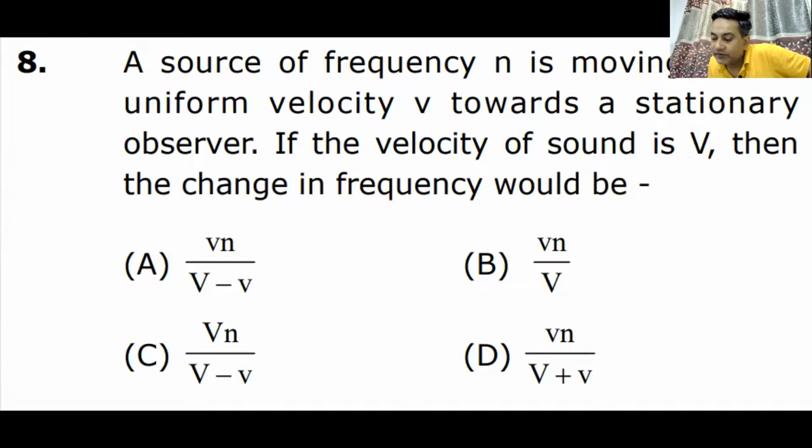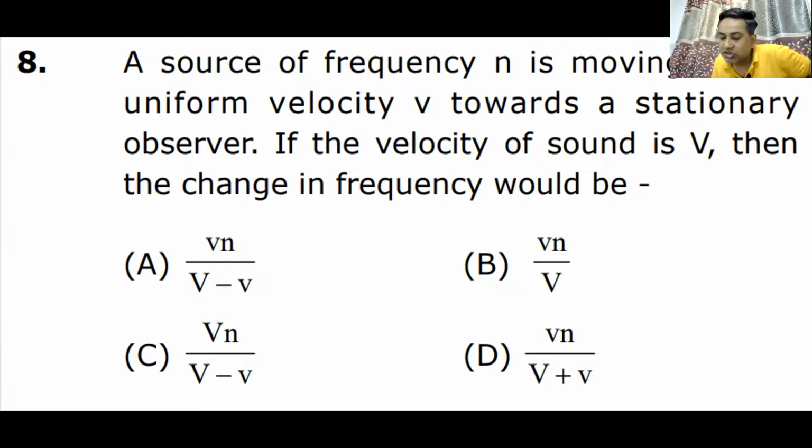A source of frequency n is moving with a uniform velocity v towards a stationary observer. Remember, the observer is stationary. If the velocity of sound is capital V, just don't get confused: velocity of sound is capital V and the velocity of source is small v. What will be the frequency?